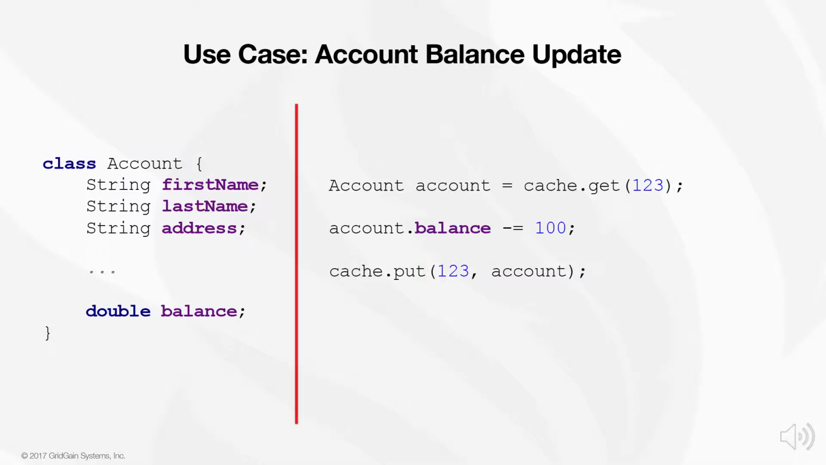So, simple example. Very typical use case of updating an account balance. We have an account object, which has certain metadata for that account, like first name, last name, address, or whatever. It can be a pretty big object. And there is also the actual balance value, which represents the current balance for that account. And we want to update that. Like the account owner swipes the card somewhere and we want to subtract $100 from the account.